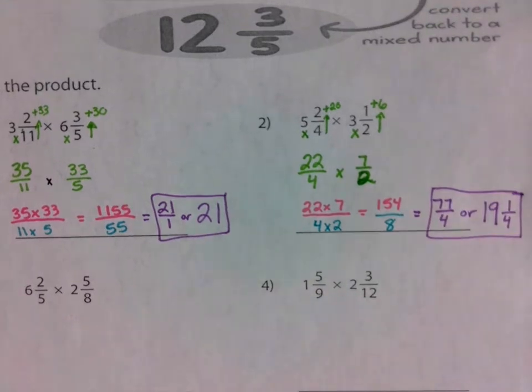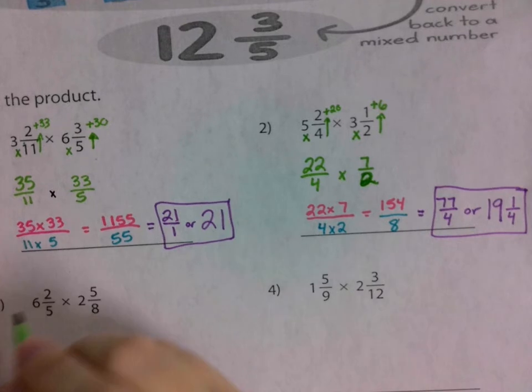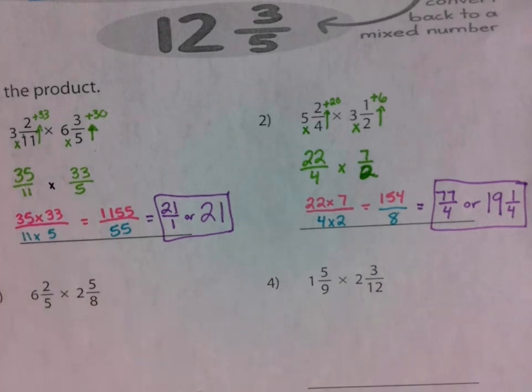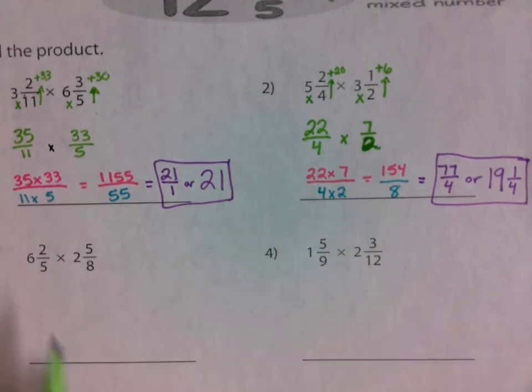Okay, let's go ahead and go over this one. Here for 6 and 2/5. Who can tell me what is that going to be as an improper fraction? What is 6 and 2/5 going to convert to as an improper fraction? Esther?